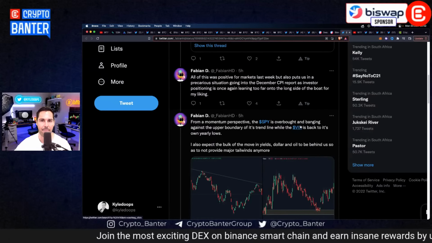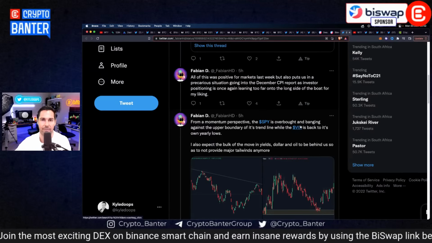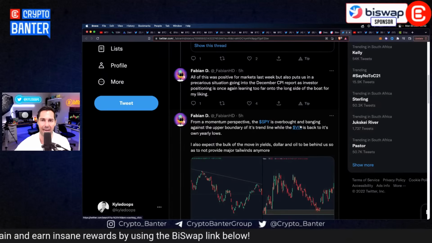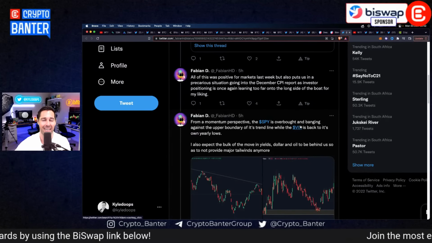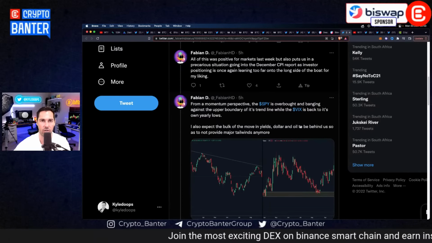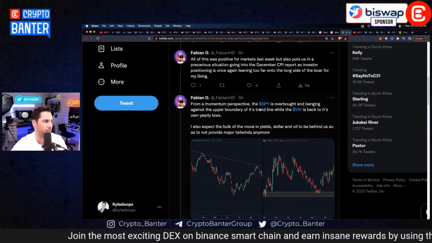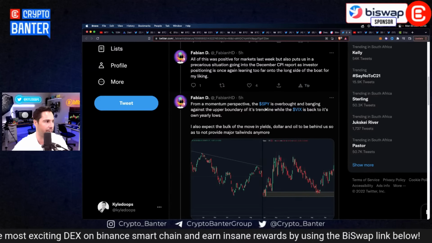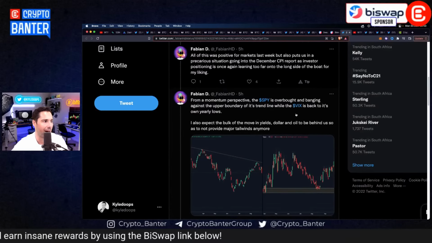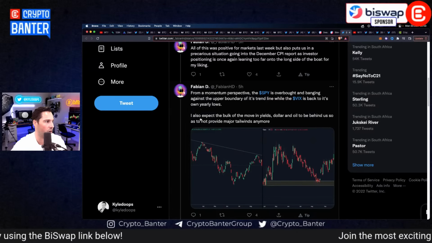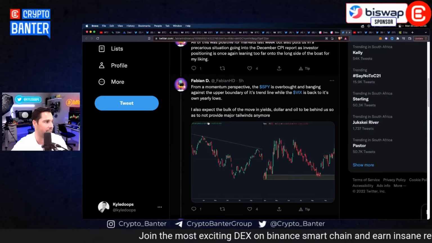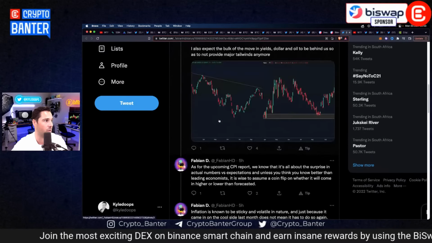Every time they thought, well, now there's a pivot, we're going from 75 basis points down to 50, and then the other numbers came out, and now it's back on the 75 basis point probability. Therefore, the market proceeded to rally, and it's led the market into an overbought situation, which he says here, from a momentum perspective, the SPY, which is the S&P 500, is overbought and banging against the upper boundary of its trend line, while the VIX is back to its own yearly lows. I also expect the bulk of the move in yields, the dollar and oil to be behind us, so as to not provide major tailwinds anymore.